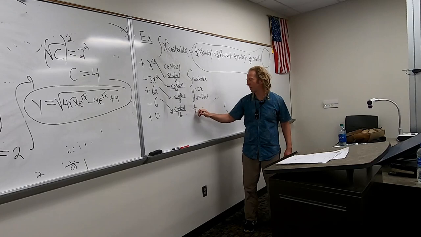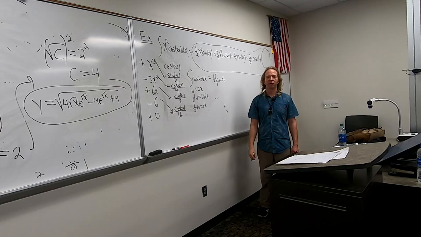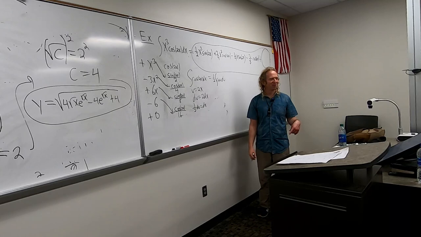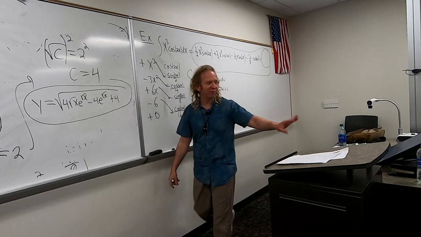And then dx is 1 half du. This is 1 half du cosine u. A function whose derivative is cosine, because we're integrating, right? So sine. So it's 1 half sine u plus c, but u is 2x plus c. So basically you're dividing by 2. It's worth it, for sure.